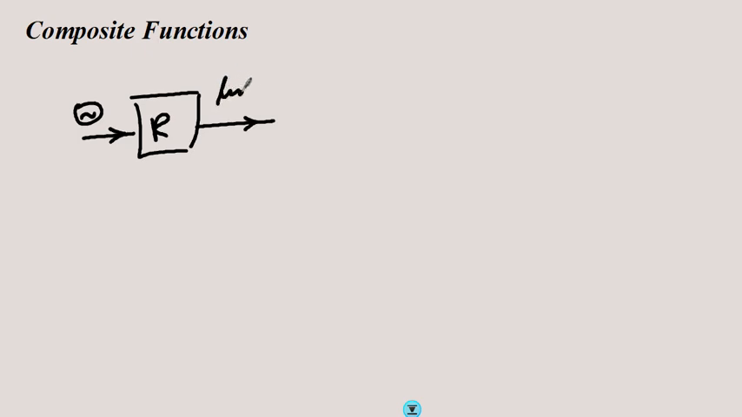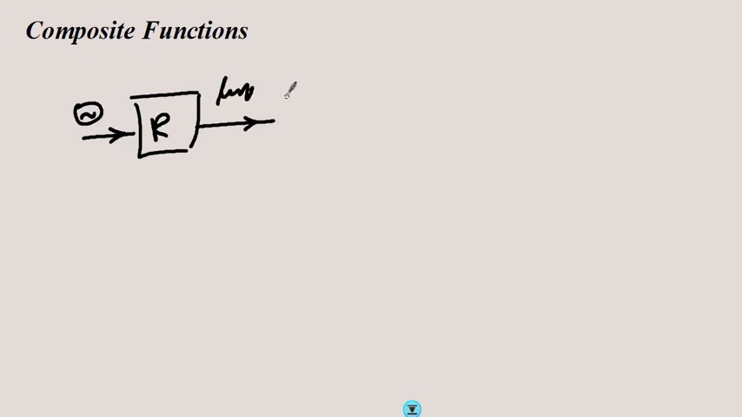Today's lesson is composition of functions, or composite functions. And as you might expect, the word composite implies that you're putting more than one thing together. Let's take an example from real life. Let's say that you have a radio. The input to the radio is electricity. The output of a radio is a sound wave.